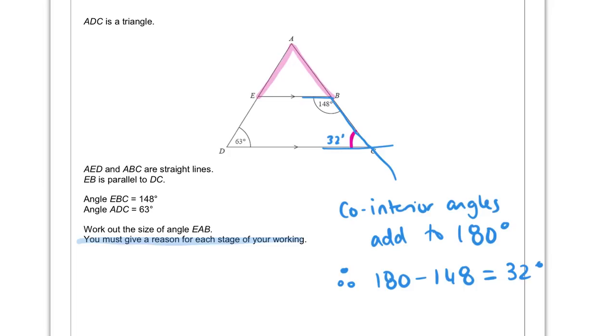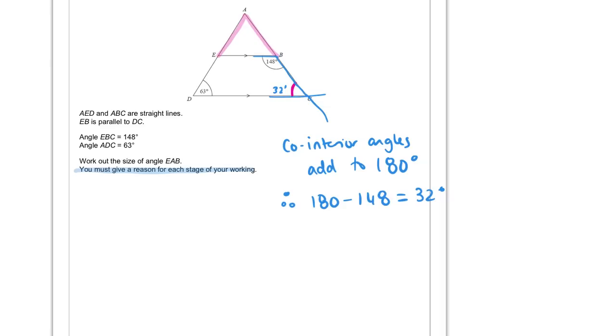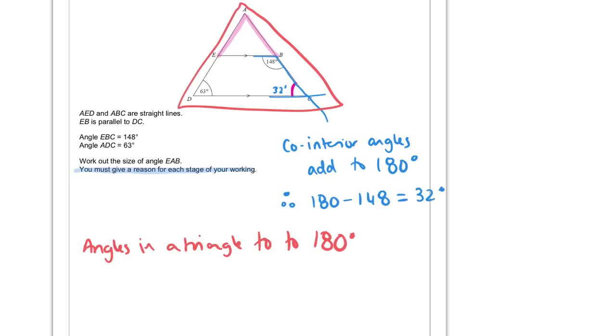Wow. Are you sure? Is this actually 5 marks? Wait there, because we want EAB. Then the next one, no way. Angles in a triangle add to 180 degrees, do they not? And this is my triangle, right? So 180 minus 63 minus 32, what do I get? Surely not. 85 degrees. Right, well, let me check this mark scheme.